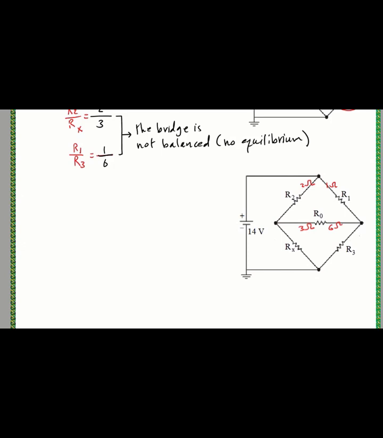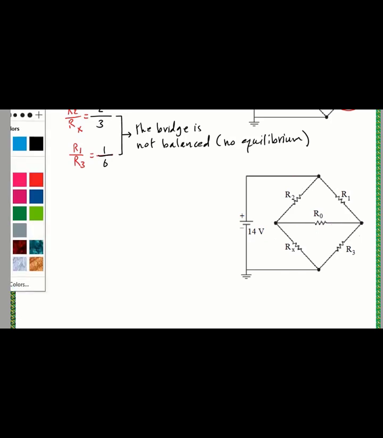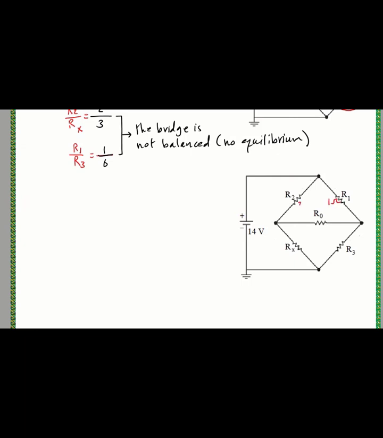Now R1 is 1, R2 is 2, Rx is 3 ohms. Now R3 is 6 ohms. Now we want to assume that this resistor is unknown. We call it R4.